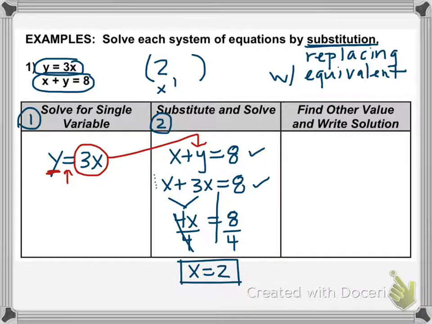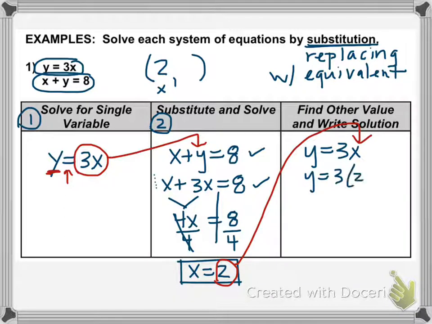Now I will rewrite that first equation in the first box, y equals 3x. And since I now know that x equals 2, I will replace the x value with 2 to solve for y. So y equals 3 times 2, and 3 times 2 is 6. So now I know that y has a value of 6. And so the point where the two lines intersect is (2, 6).